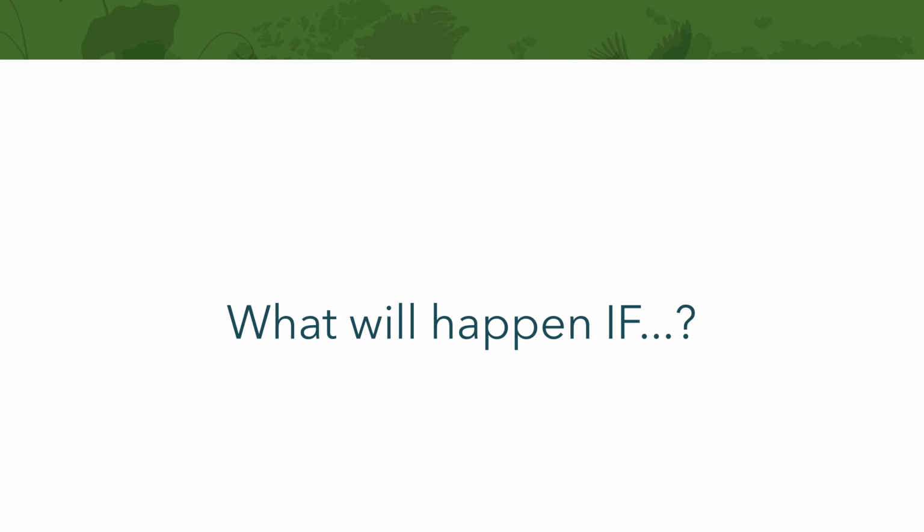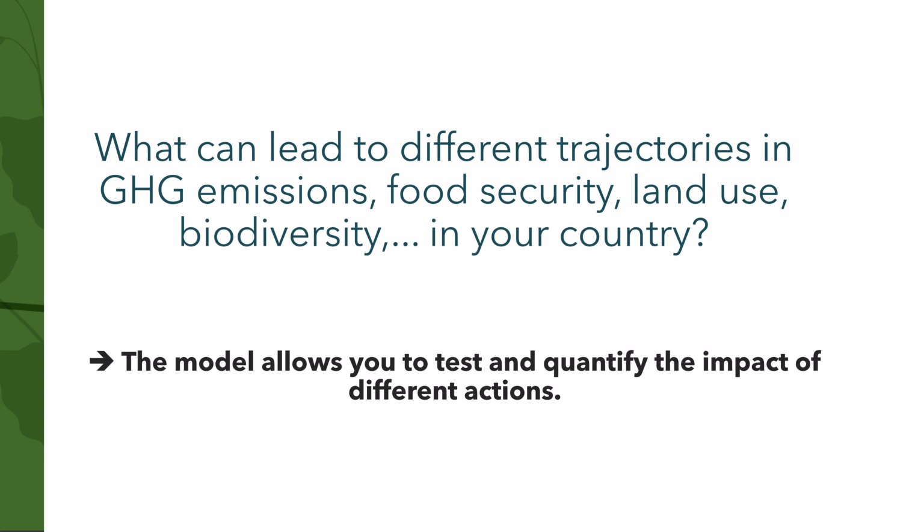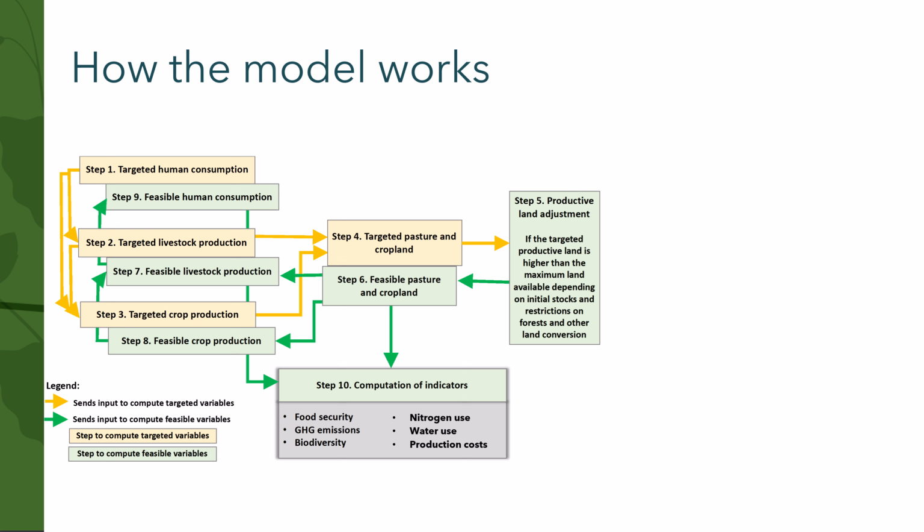With the FABLE Calculator, we want to answer the question, what will happen if? The model allows you to test and quantify the impact of various assumptions and scenarios on key factors, such as dietary changes, the evolution of imports and exports, growth in crop and livestock productivity, the adoption of new agricultural practices, and many others. It helps assess how these changes affect greenhouse gas emissions, food security, land use, and biodiversity at the country level. By simulating and combining different scenarios, the model provides valuable insights into the potential outcomes of these decisions. The model follows several steps.